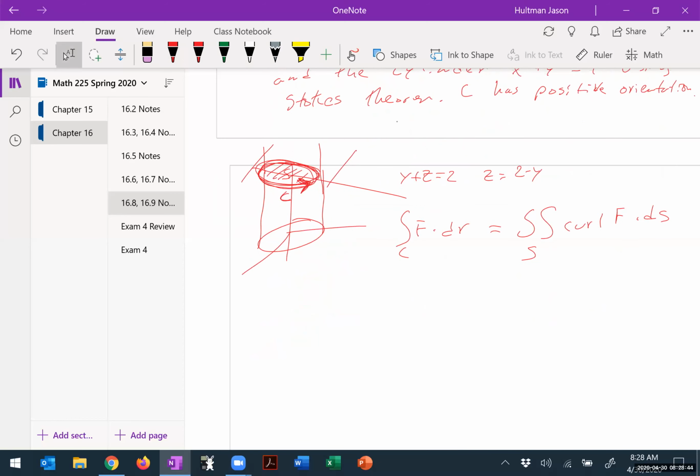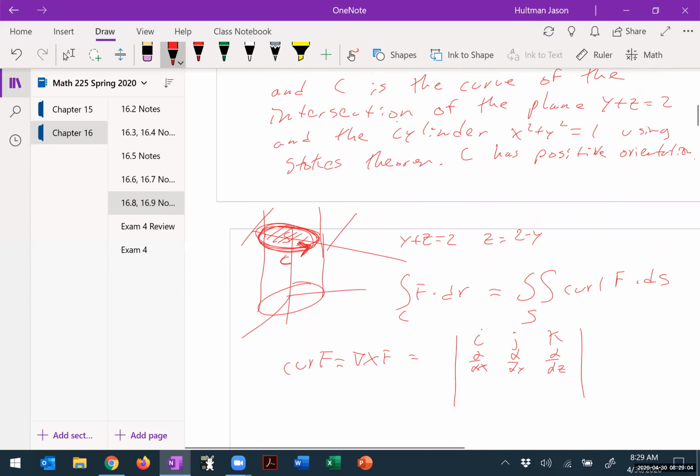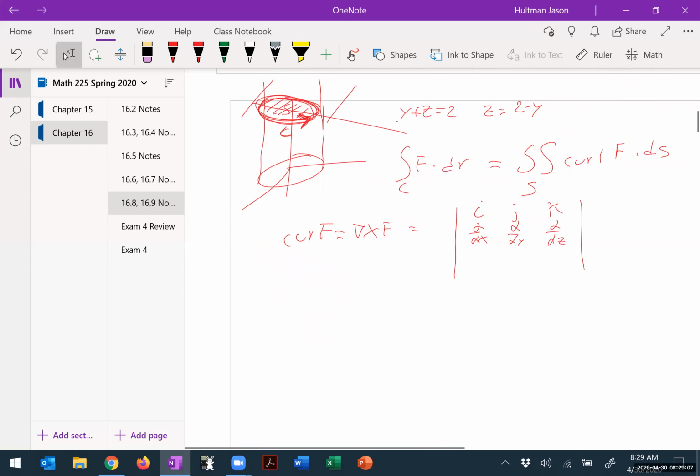Let's find the curl of f. Curl of f, remember, is just the gradient crossed with f. So we've got i, j, k, and we've got d/dx, d/dy, d/dz. And then up here, what was our f? It was negative y squared, then x, and then z squared. So let's take the curl of this thing.